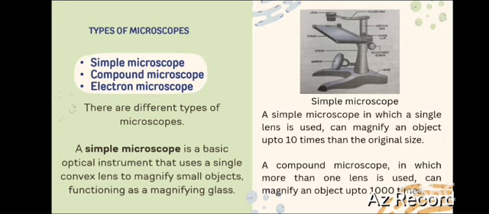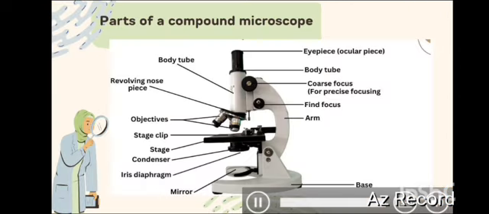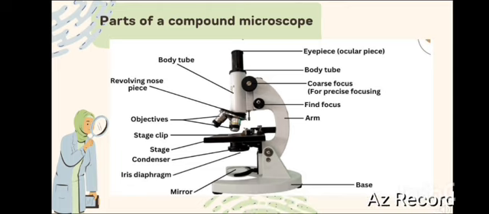Next is the compound microscope. A compound microscope is a microscope in which more than one lens is used, and it magnifies an object up to 1000 times. Okay, that's the difference between simple and compound microscope. Simple uses only one lens, whereas compound uses more than one lens. Simple magnifies objects up to 10 times, whereas the compound microscope magnifies objects up to 1000 times. Do you understand?